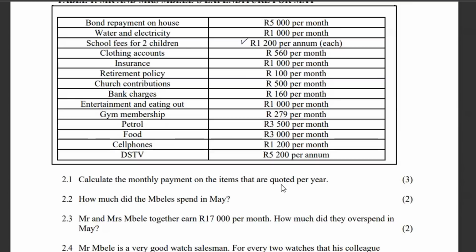We have the school fees here. We shall say fees, which will be divided by 12, and for 2 children, you multiply by 2 and you get 200. And the other one is DSTV, whereby you're going to get this much money, 5,200 divided by 12. You end up having 433 rands 33 cents.